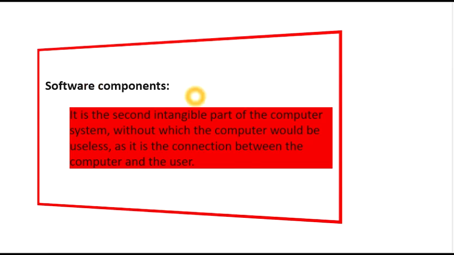Software components are the second, intangible part of the computer system, without which the computer would be useless, and it is the connection between the computer and the user. As I said before, any part of the computer that the user cannot touch is called software.